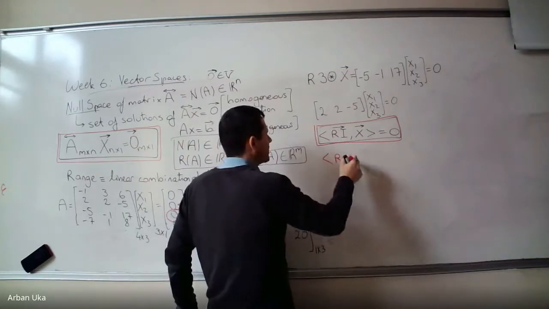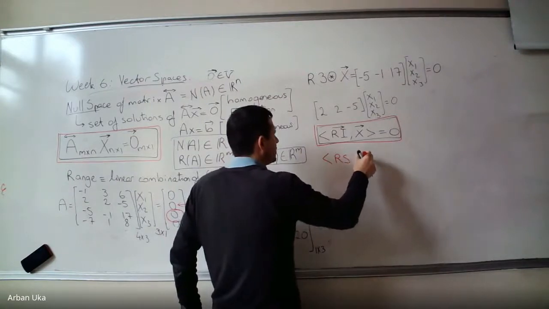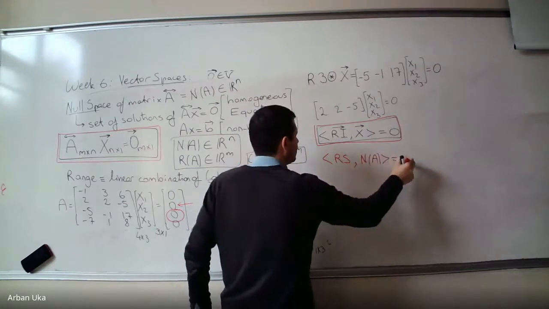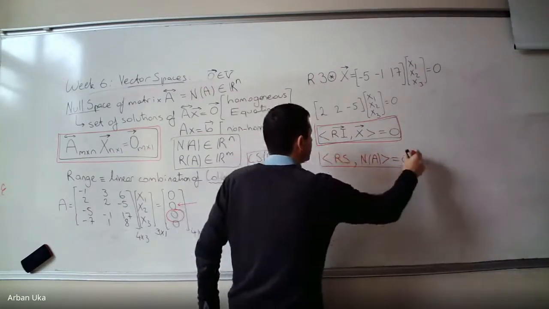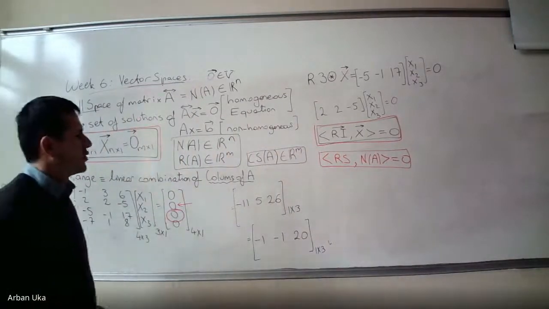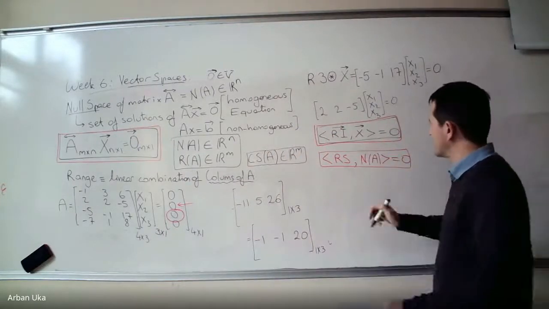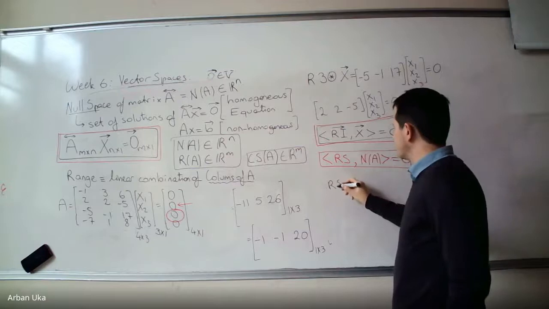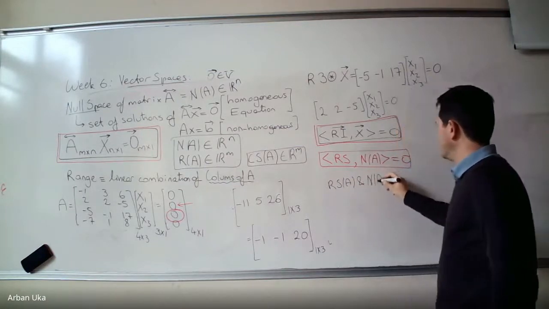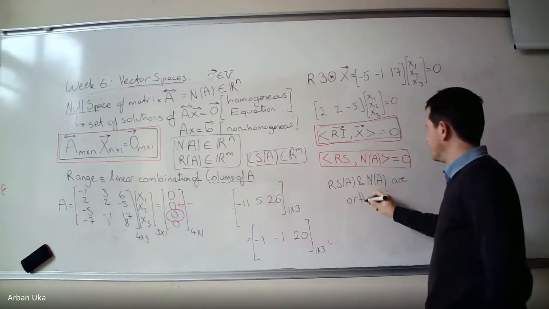Any element among the rows, let me call this one the row space of A, inner product with the null space of A is equal to what? Is equal to 0. Okay? It is interesting. So we notice that the row space and the null space of A are orthogonal with respect to each other. So we can write the following. Row space of A and the null space of A are orthogonal.